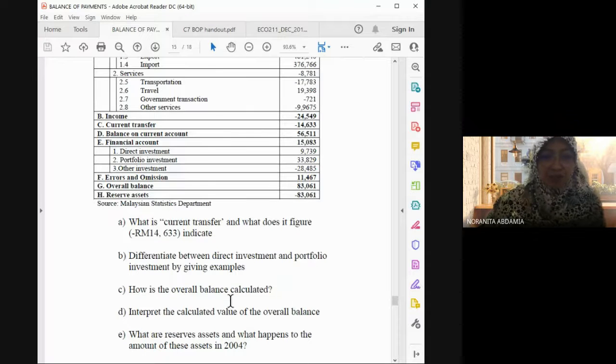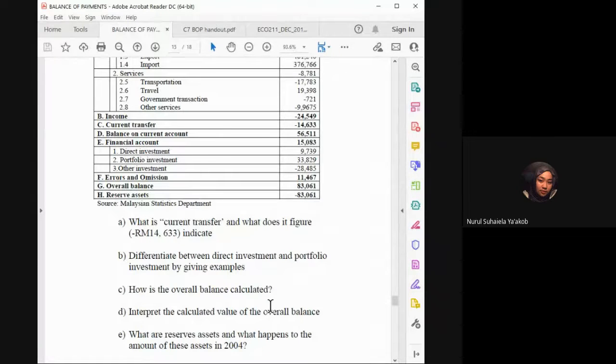Kan? How is the overall balance calculated? So how? What's the formula? Tell me, who knows? Cepat. How is the overall balance calculated? What's the formula? Ada 3 je. Saya ingat ni. Current account plus financial and capital account plus errors and omissions. Yes.